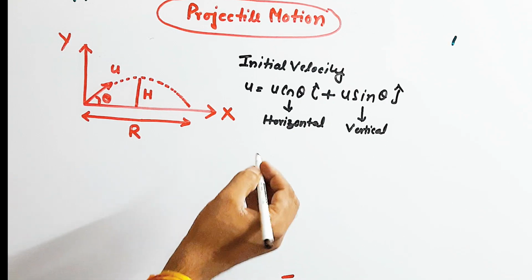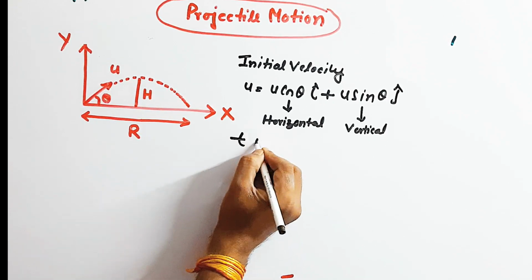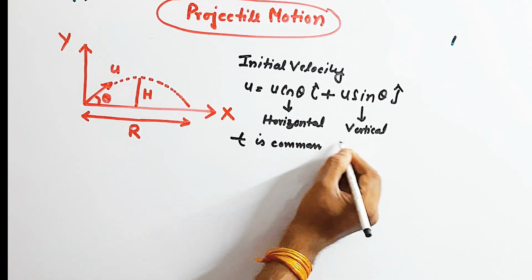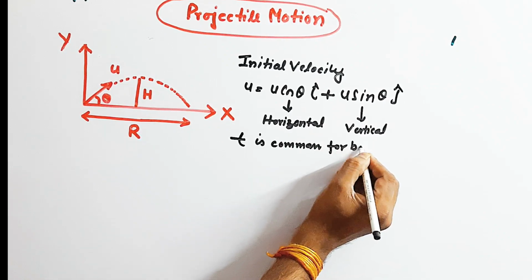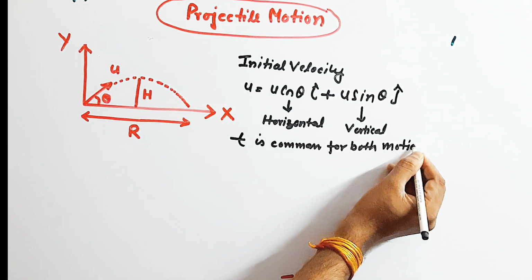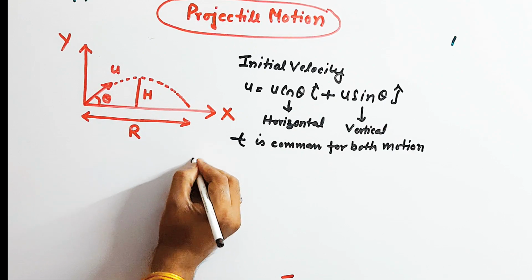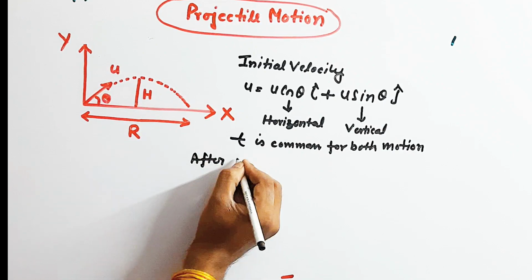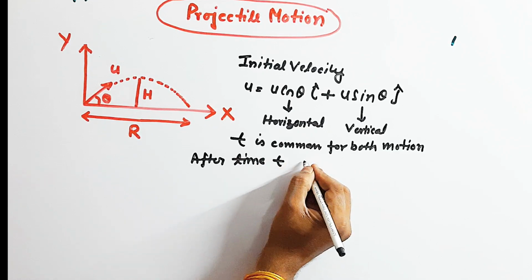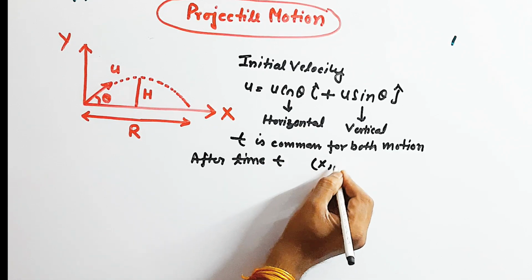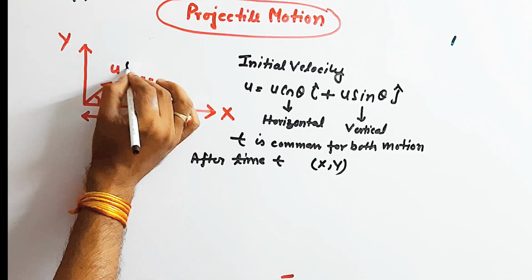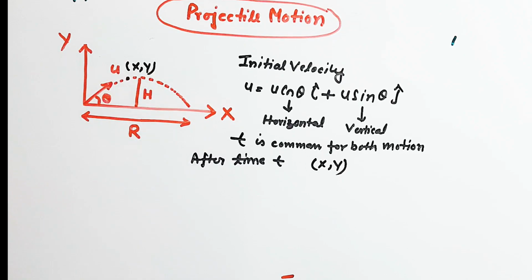Now, time t is common for both motions. That we will keep in mind. Suppose after time t, the particle is at position x comma y. Suppose here it is the point where after time t the particle was found.